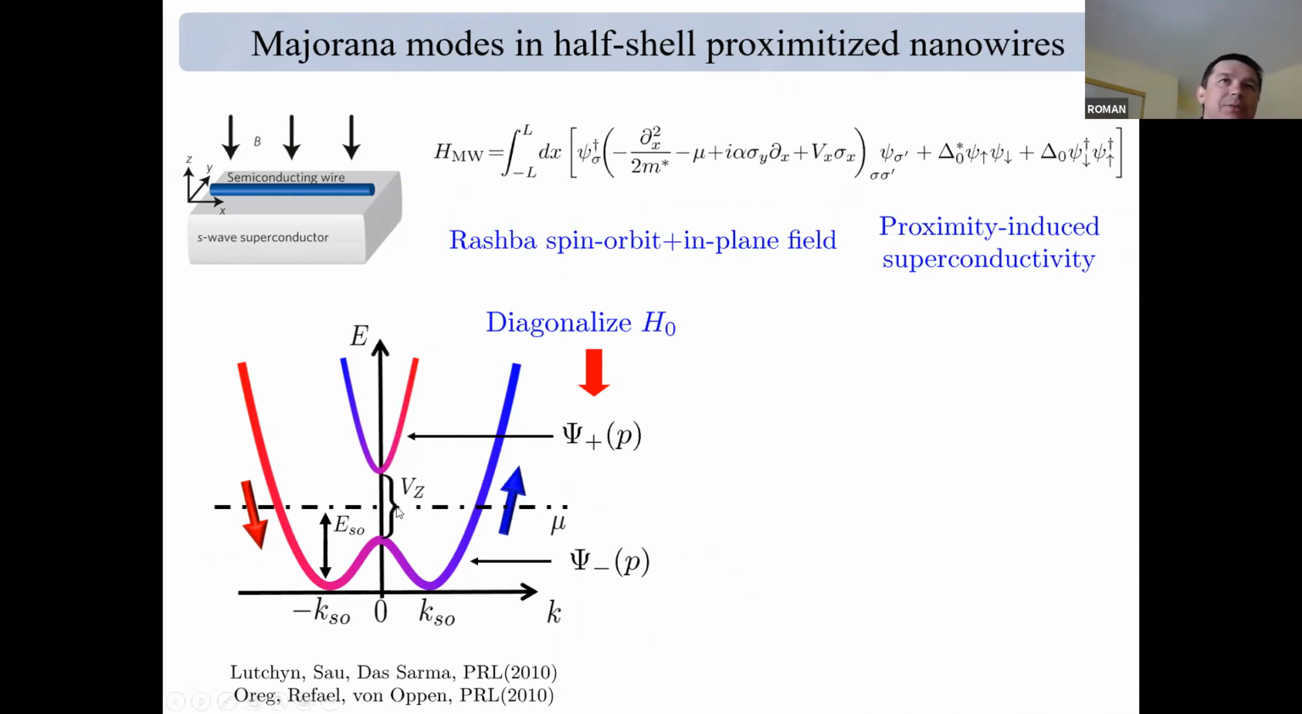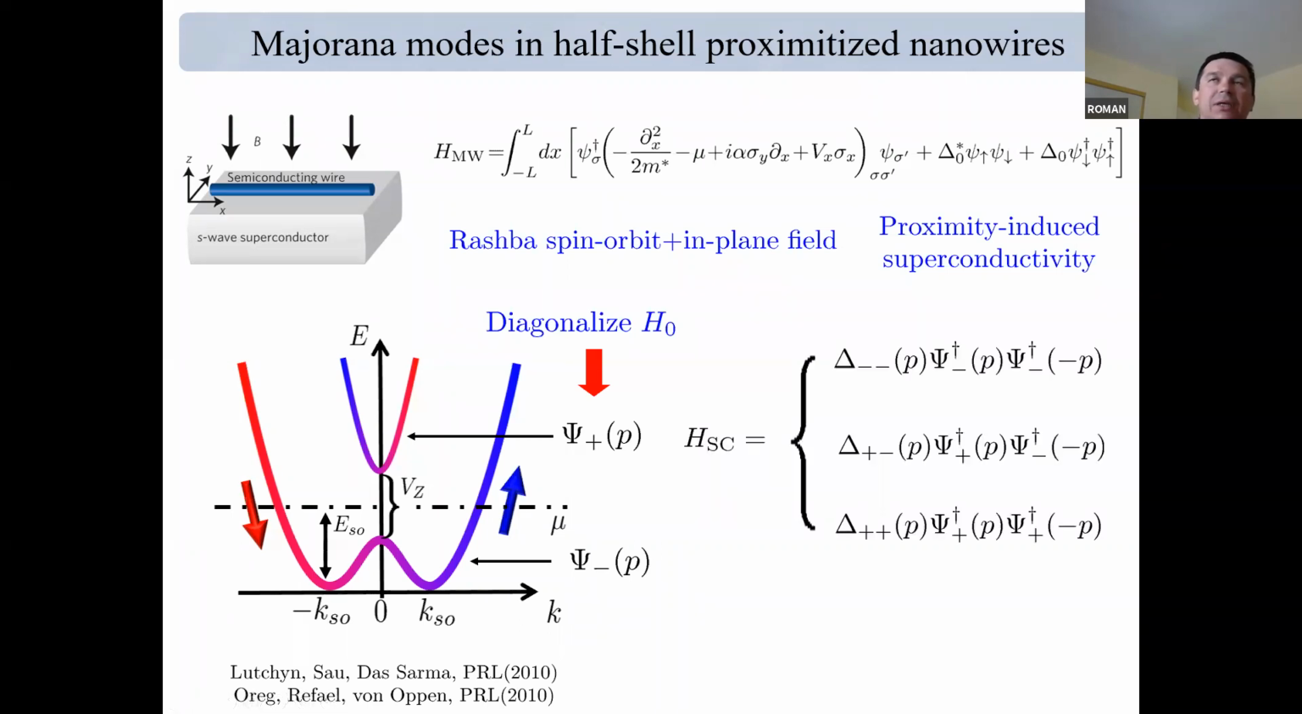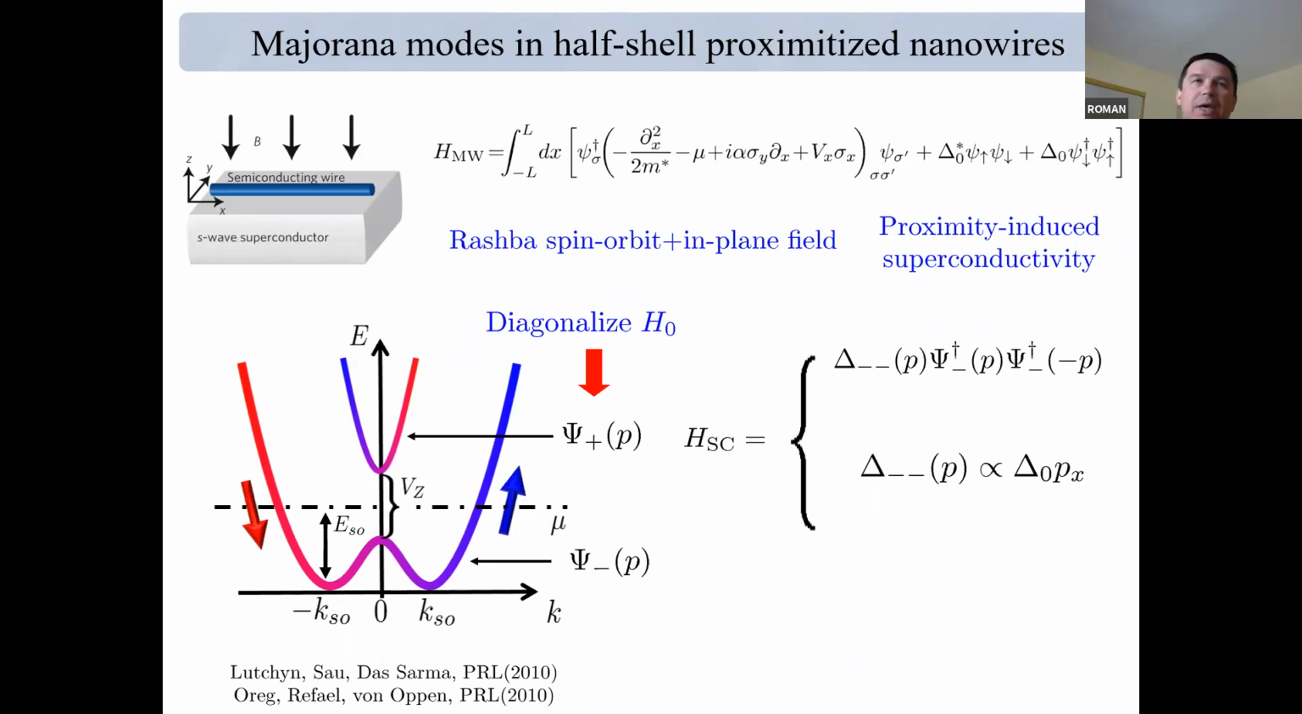Now if I tune this chemical potential to the gap and I look at what pairing is doing, one can project to the lowest subband, to the psi minus. So psi minus and psi plus are the eigenstates for this Hamiltonian. I will throw away all the terms with psi plus and just leave the psi minus. Because of fermionic anti-commutation relations, there is a constraint on momentum dependence for the pairing term. It has to be odd under p to minus p, and so the lowest order term is proportional to px. So the point is, even though we started with an s-wave superconductor, this system actually exhibits effectively spinless p-wave superconductivity. And we know that spinless p-wave superconductors support Majorana zero energy states.